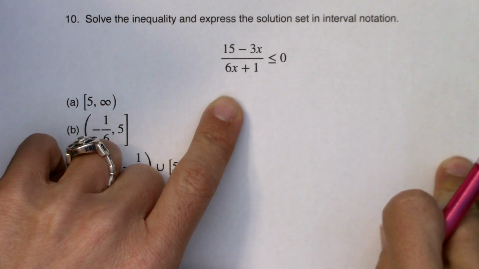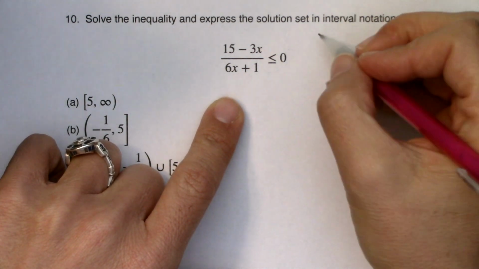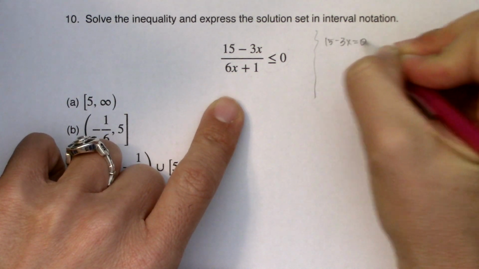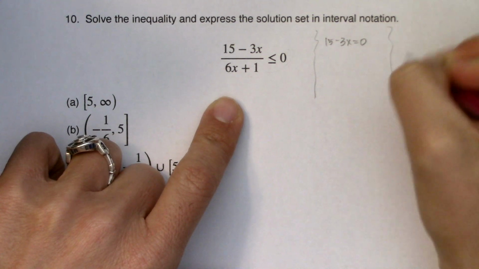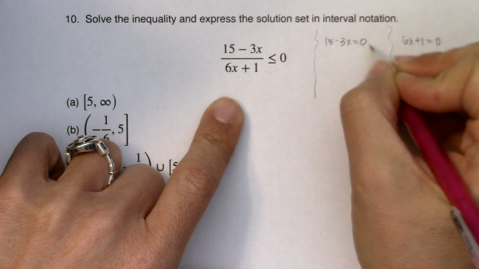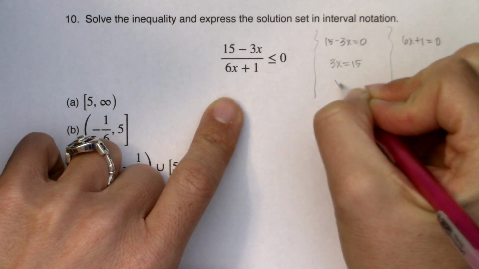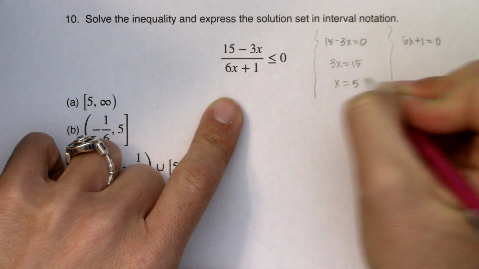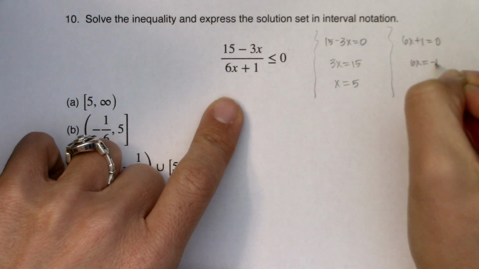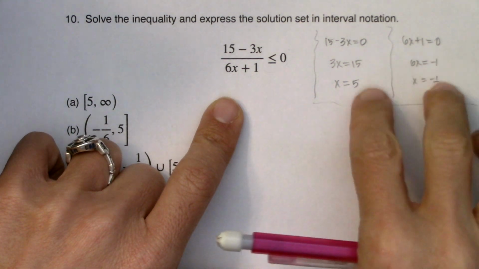Then I'm going to put those numbers on a sign pattern, and we're going to see where all the positives, negatives, and zeros are. So if I want to start my sign pattern, let's set my numerator to 0. And then let's also, with another little separation, set my denominator to 0. When I add the 3x to both sides and divide by 3, I would have 3x equaling 15, so x is 5. I'll keep that in mind. And here, I'll subtract 1, and I'm going to get x equaling negative 1/6. So those are going to be the two x values.